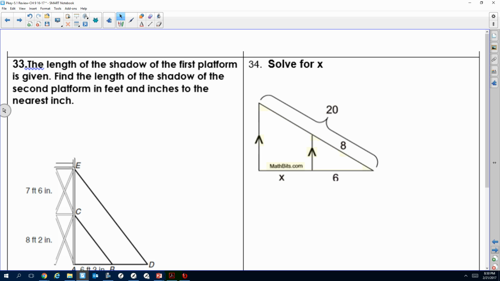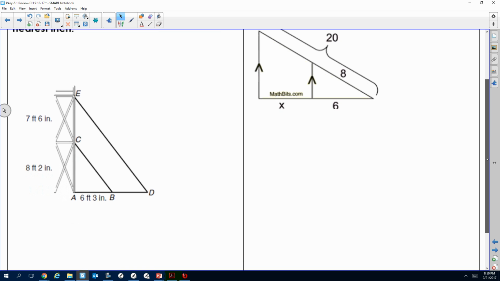A couple things I need you to recognize. So do need to walk through this one with me.